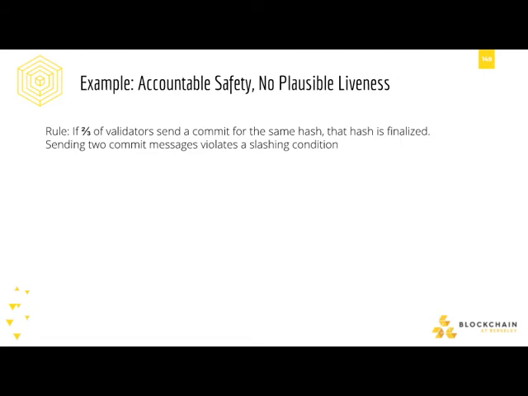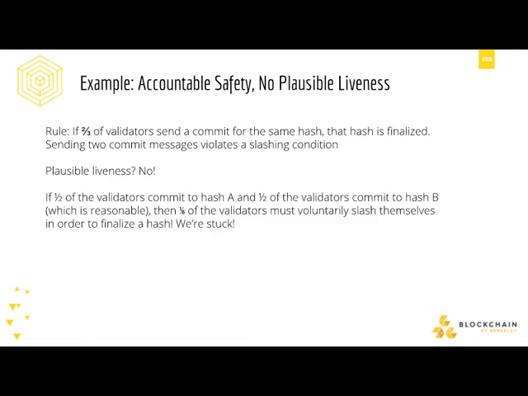So an example of accountable safety, but without plausible liveness, is: imagine a situation in which you have a rule that 2/3 of the validators send a commit for the same hash, and then that hash is finalized. But you can only send one. If you send 2 commits, you violate a slashing condition. So for accountable safety, is it accountable and is it safe? It is, because if you have 2 hashes, they each have 2/3. It means the overlap is going to be 1/3. So you can absolutely find the malicious actors, and it's just going to be the overlap between the 2 sets. But is it live? And the answer is no.